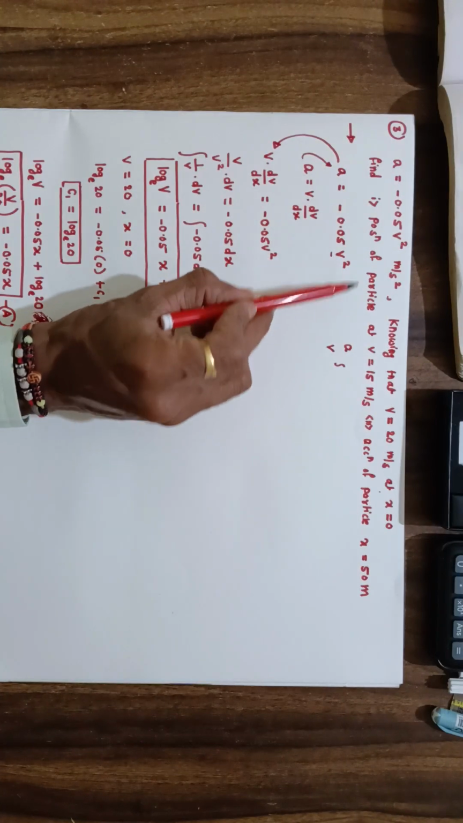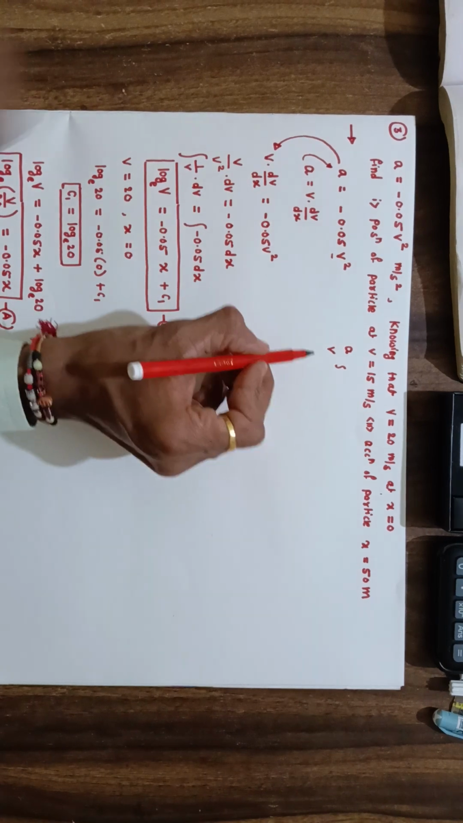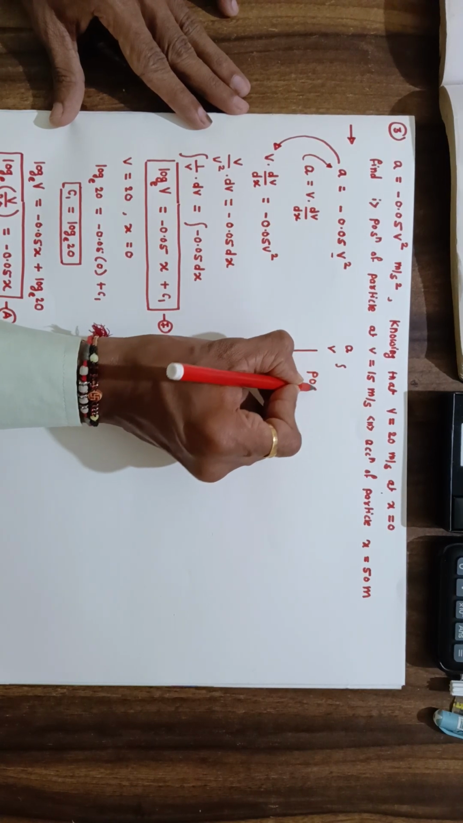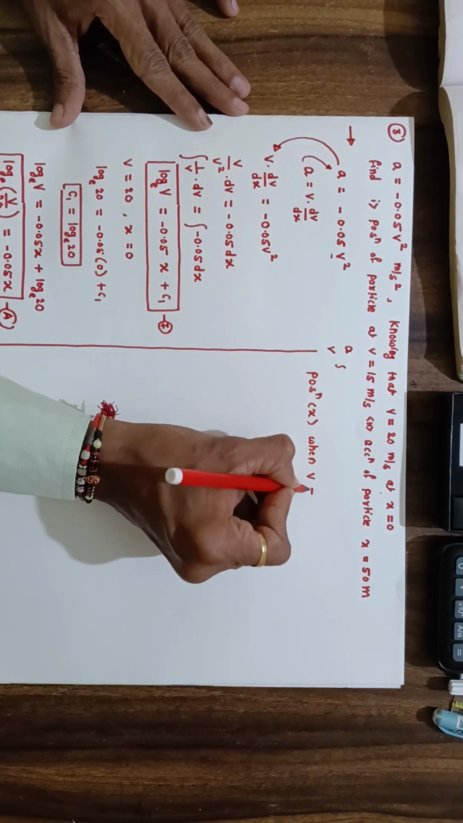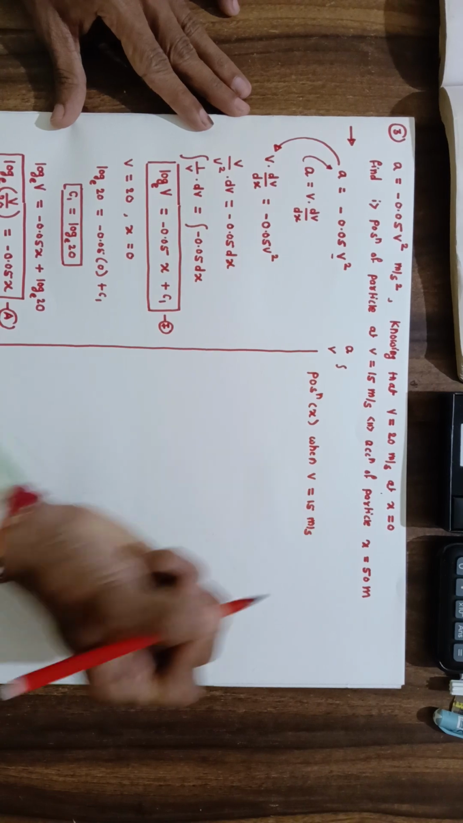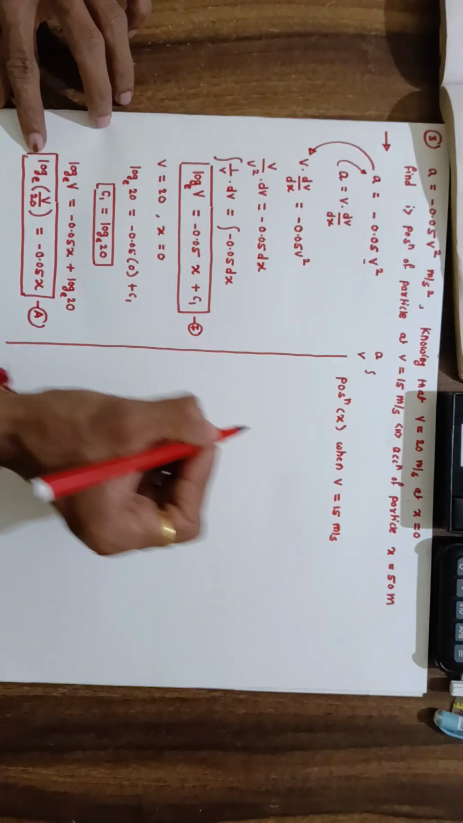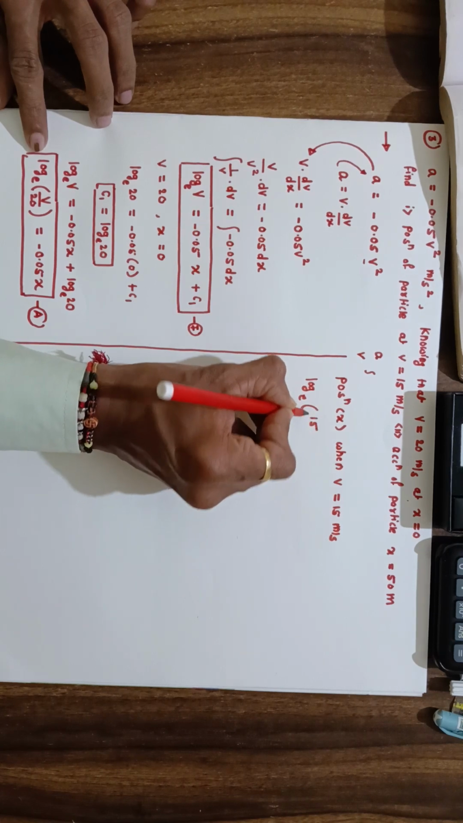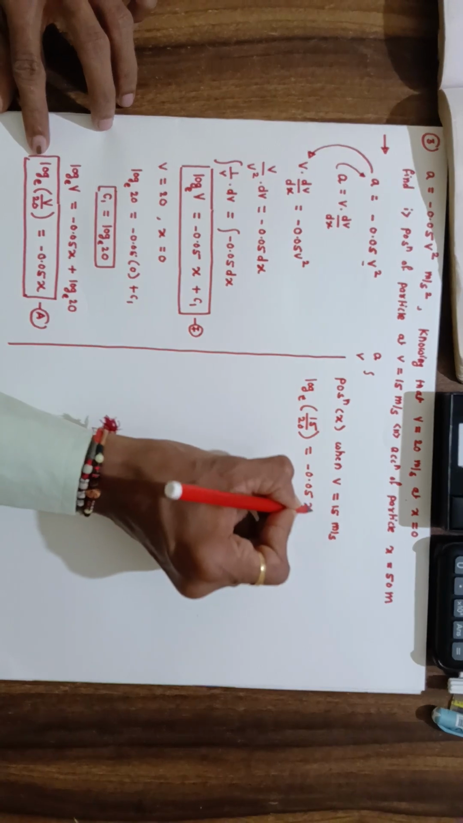Now refer the question. Find the position of the particle when v equal to 15 meter per second. So this is the first question. We have to find out position, it means x, when v equal to 15 meter per second. So put the value of v as 15 in the equation A. So this is log to the base e, v is 15, this is equal to minus 0.05 into x.